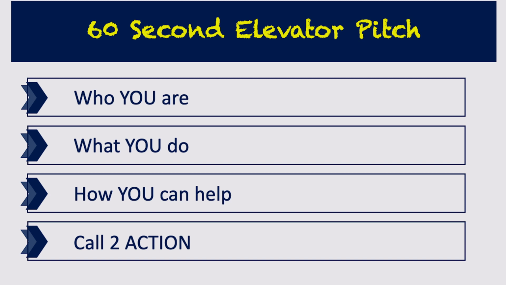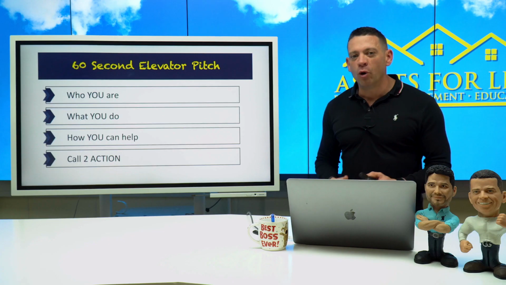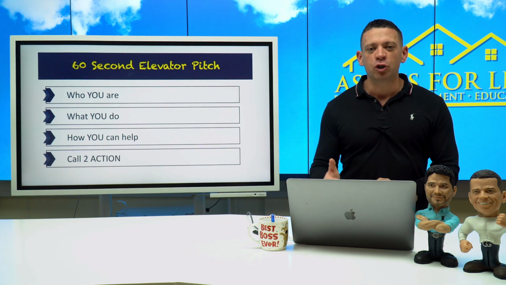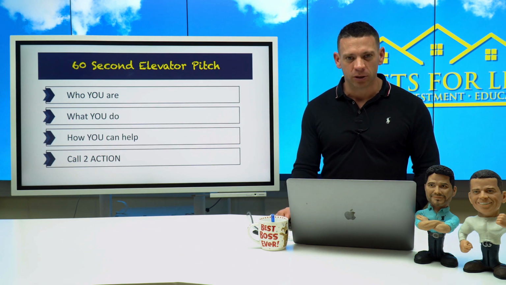So you're going to want a pen and paper, you're going to want to write this stuff down. The 60 seconds is broken down into 4 elements, okay? 4 elements. Number 1, who you are. Number 2, what you do. Number 3, and this is the most important, how you can help. And number 4 is giving a very strong call to action.